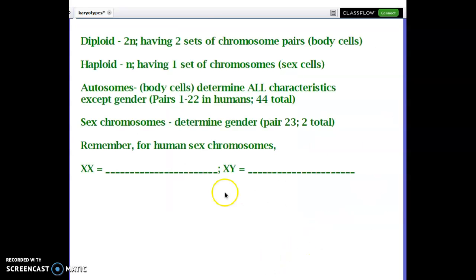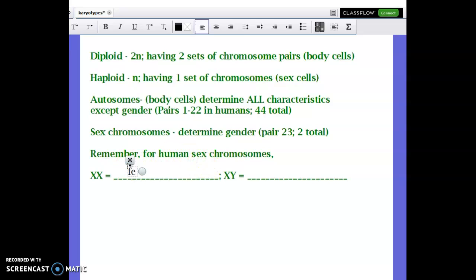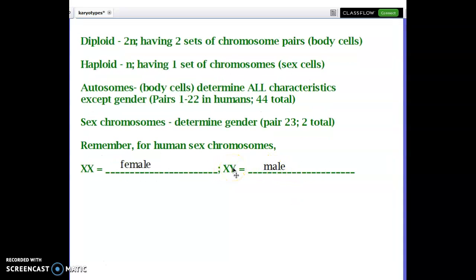Okay? All right, so let's skip down here to autosomes. Like I said, they determine all of your characteristics except your gender. We have 44 of those. So that determines hair color, height, intelligence, freckles or no freckles, etc., etc. Okay? The sex chromosomes are what determine whether you are a male or a female. So XX always ends up being a female, and XY ends up being a male. So guys, how I remember that, XY is a guy. That's how I remember that. Okay? So 2 X's are female, and X and Y is a male.